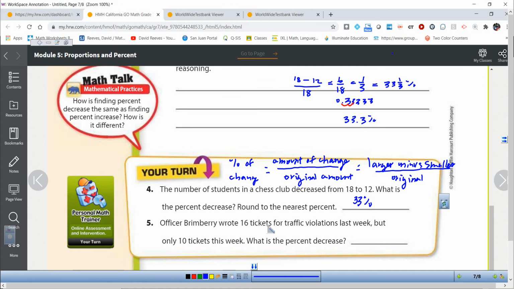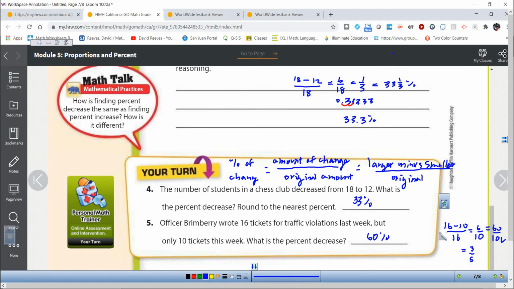All right, so Officer Brimbury went from 16 tickets down to 10 tickets. So again, I'm going to do 16 minus 10 over my original, which was 16. And what do I get? I get 6/10. Now again, this is one you should have memorized. 6/10 simplifies to 3/5. Also, 6/10 you should just know it's 6 out of 10, which would be 60 out of 100. So this one is exactly 60%.